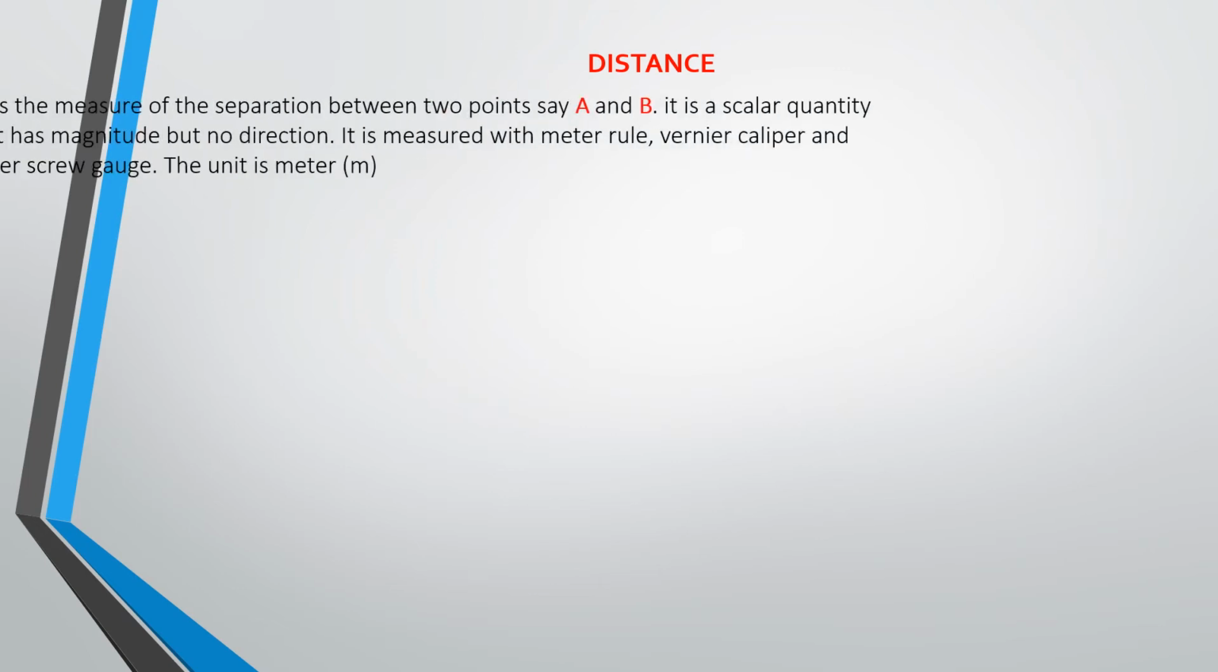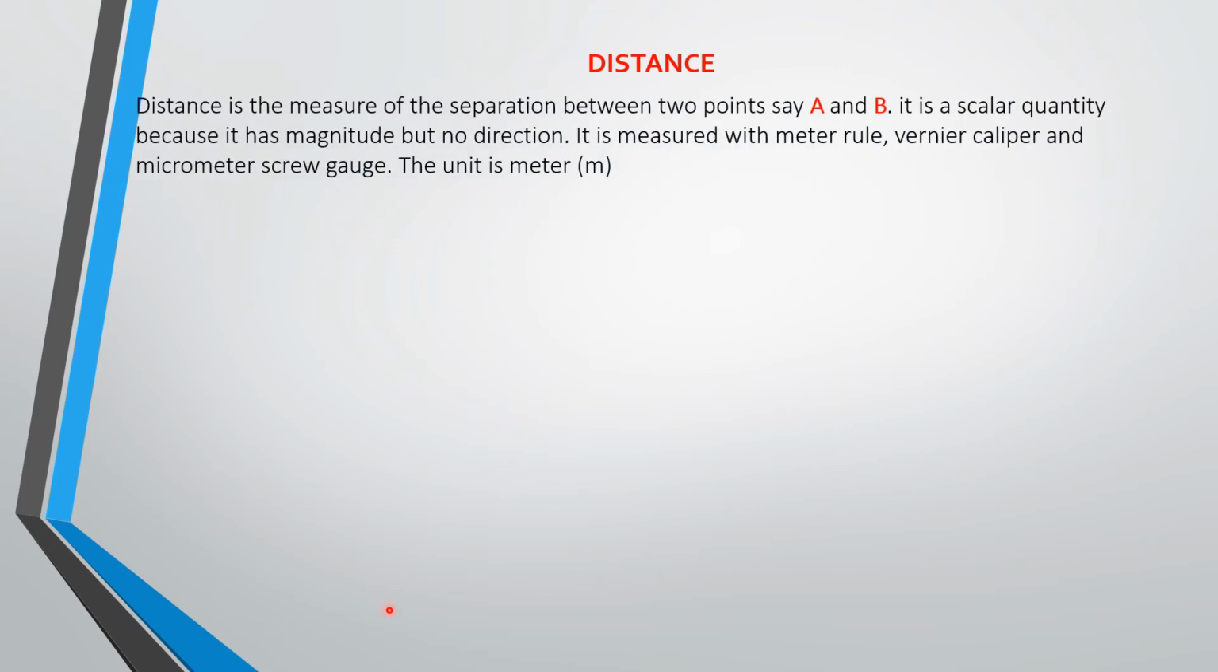Okay, so we are looking at distance now. We've talked about position and how you can locate the position of a point on a plane. So what about distance? Distance is the separation between 2 points. It's a measure of the separation between 2 points, say maybe A and B. When you have 2 points that are apart, the space between them is the distance.